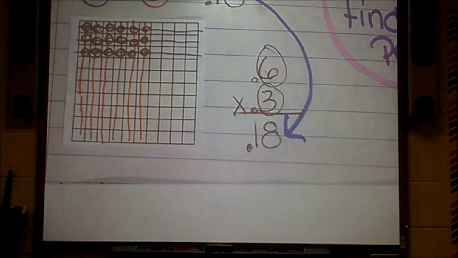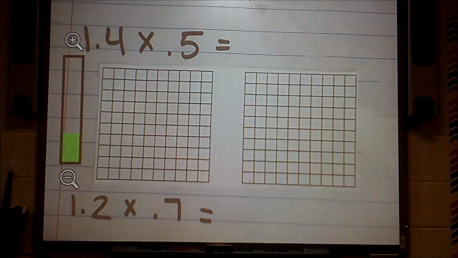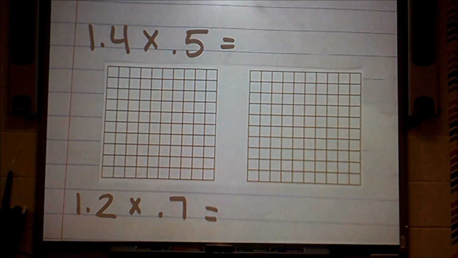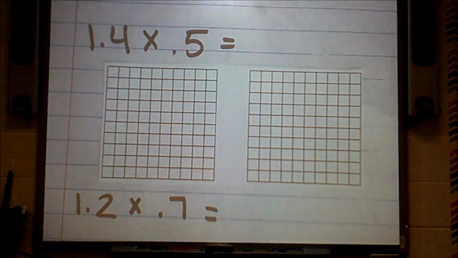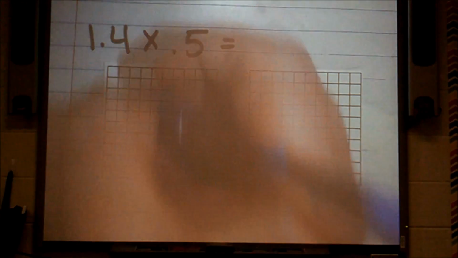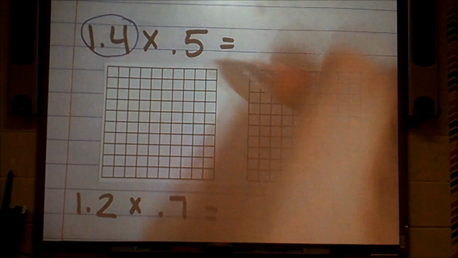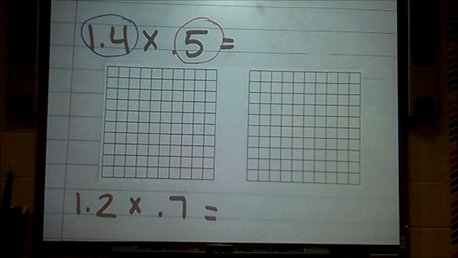Let's try some more, shall we? Let's look at this problem. 1 4/10 times 5/10. We're going to follow the same idea with our two colored pencils. I'm going to make my 1 4/10 represented by my blue and my 5/10 represented in red.